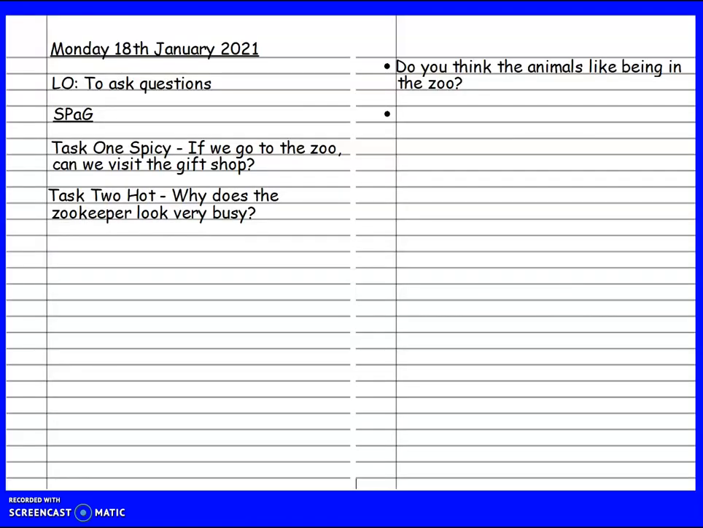So this is how I want you to set out your work. I want you to use bullet points today on this page, and I want you to do a bullet point and write out your question. Do not forget your capital letters at the start of your sentence and your question marks at the end. So my first question to ask the zookeepers would be, do you think that animals like being in the zoo? And that might help me decide how to write my campaign.